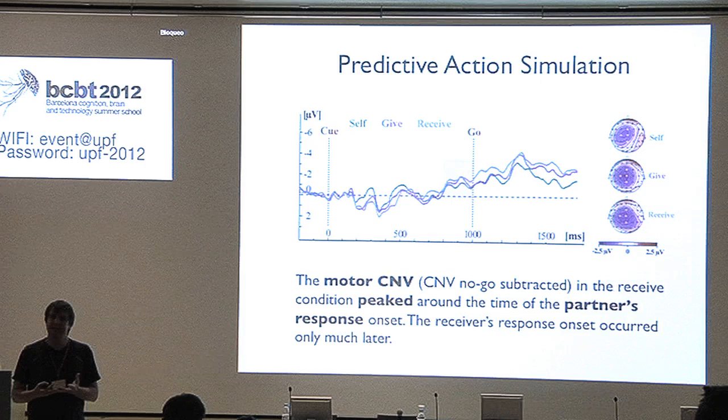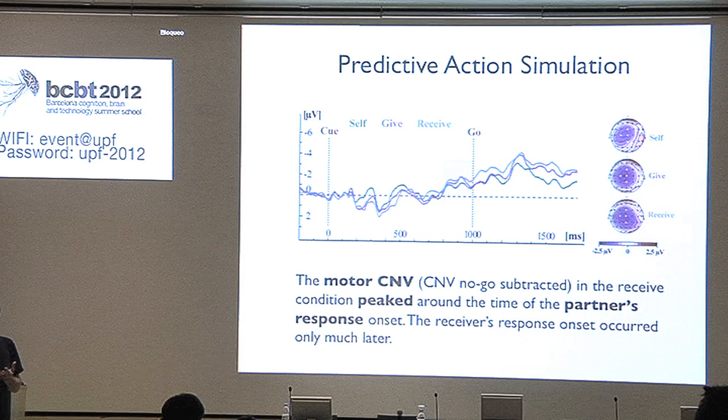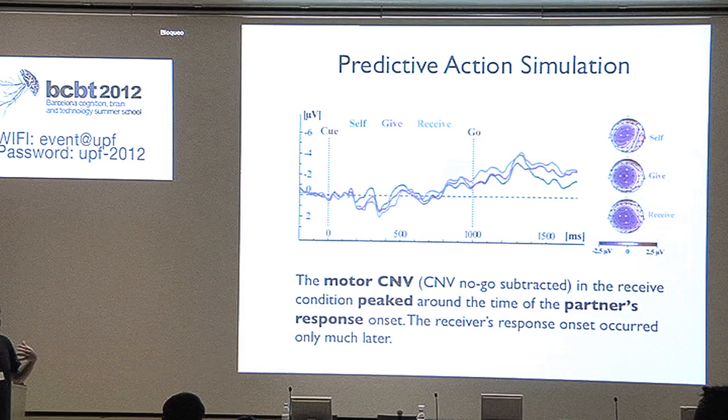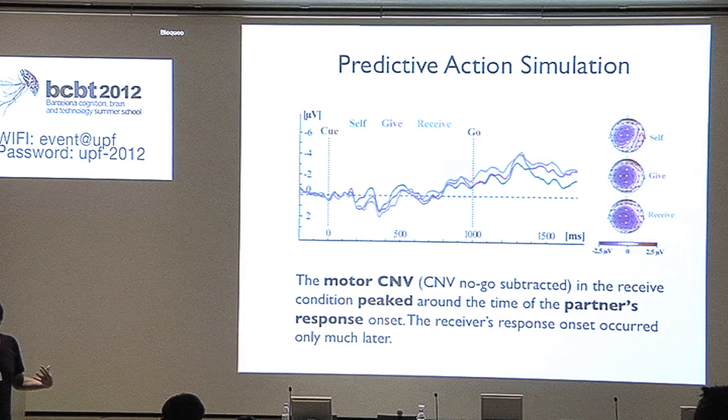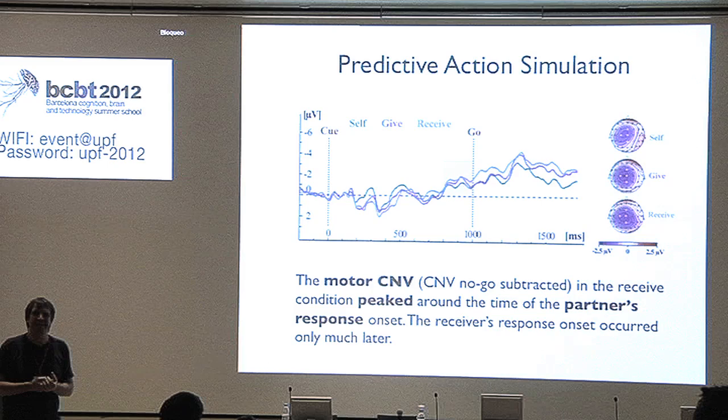Because in order for simulating another's actions to be helpful for joint action coordination, this is exactly what you need to do. You need to coordinate what you're planning of your own action with what you simulate about the other's actions. Otherwise, it won't help you with the coordination. Do you have any questions on this?